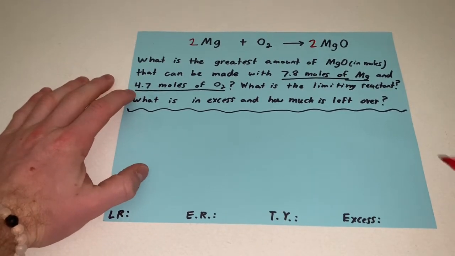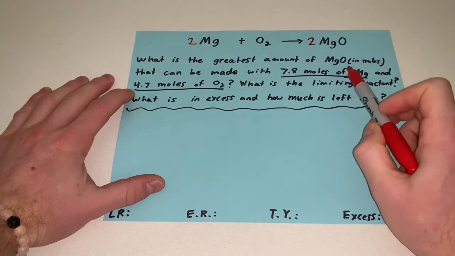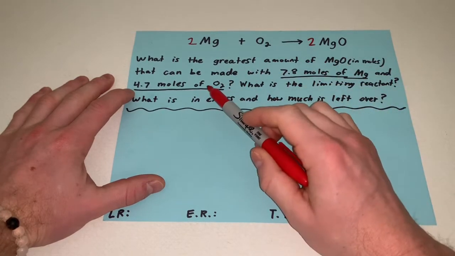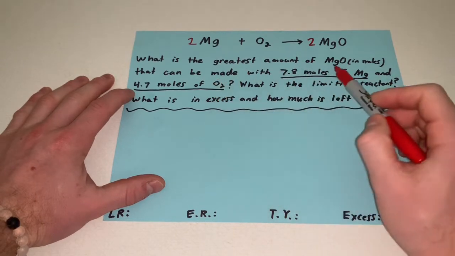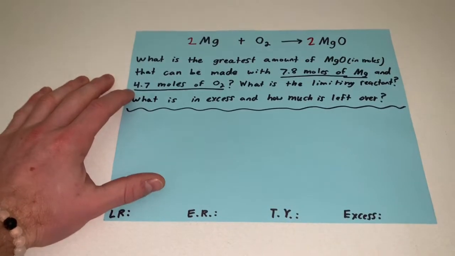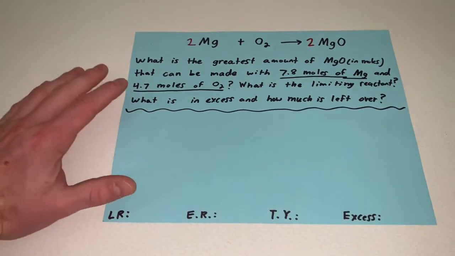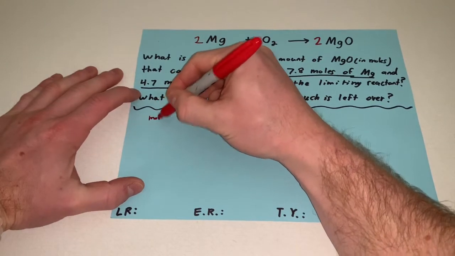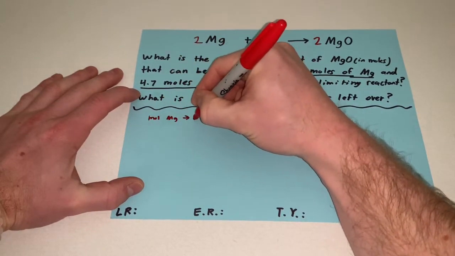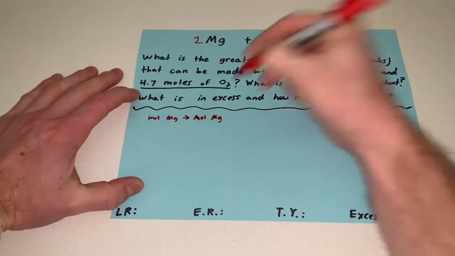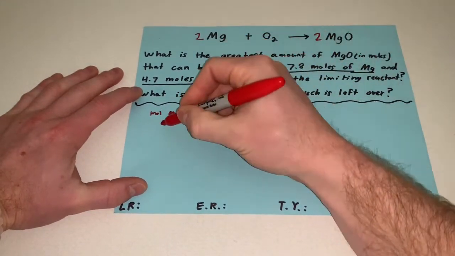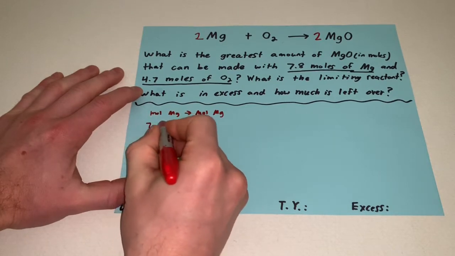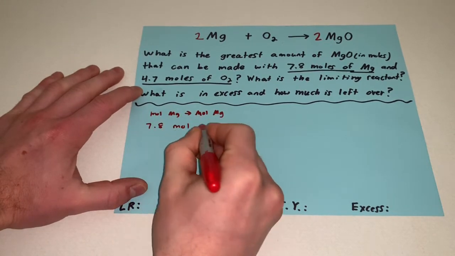So now, we want to see how much magnesium oxide can be produced from 7.8 moles of magnesium, and then we also want to see how many moles of magnesium oxide can be produced from 4.7 moles of oxygen. So we're going to need to do 2 different calculations here. First, I'm going to go from moles of magnesium to moles of magnesium oxide. We're going to do that first. So we started with 7.8 moles of magnesium.